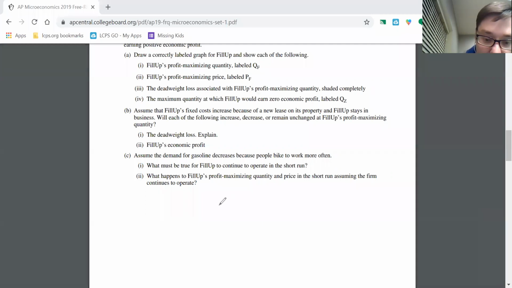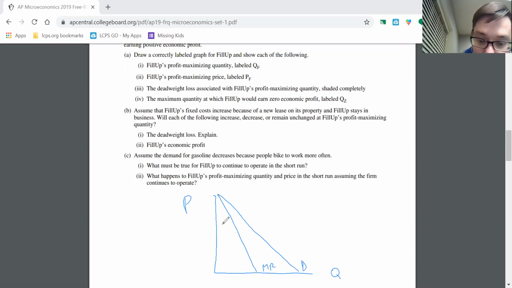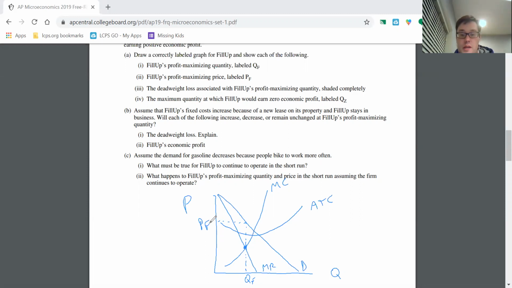Let's draw the thing real quick here, just to illustrate. All right, so we've got demand, marginal revenue, demand. We've got an average total cost. We've got marginal cost. So where MR equals MC, that's where it's going to produce. That was Q sub F. They were going to come up here. And that was P sub F, right? So it's again, just to review how you would quickly sort of draw this basic graph.